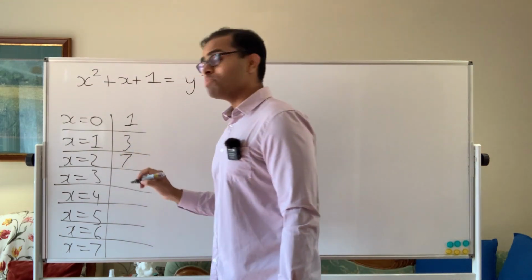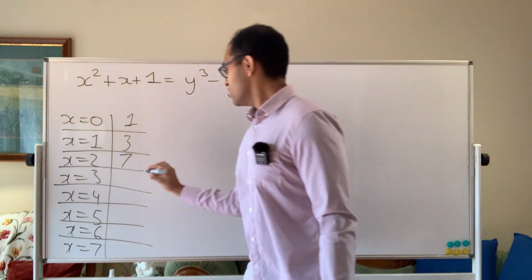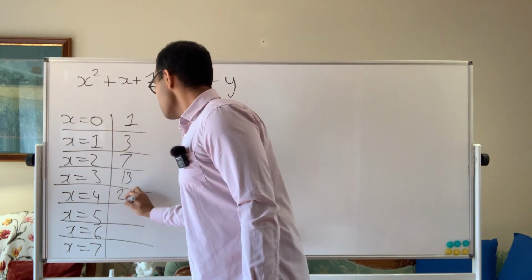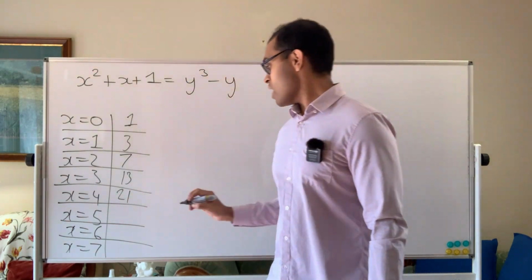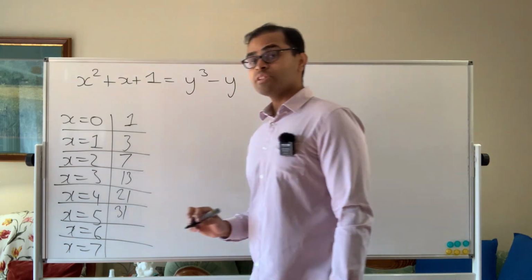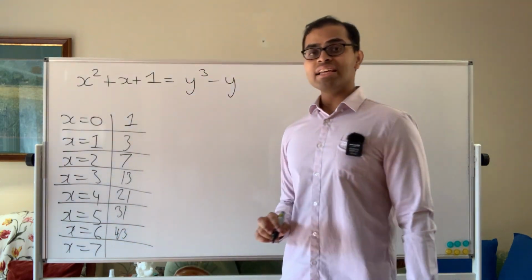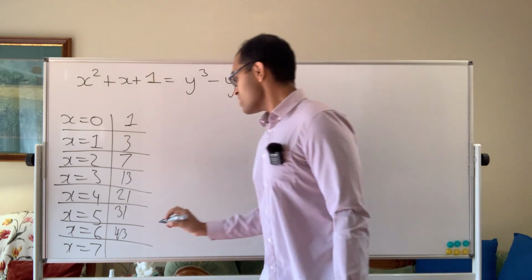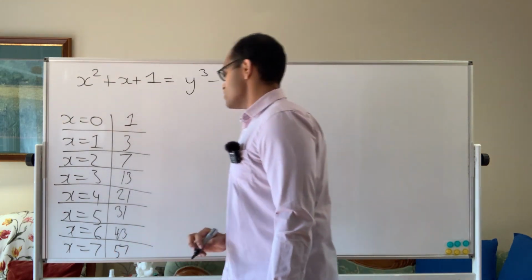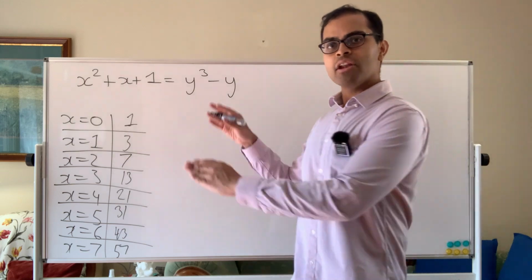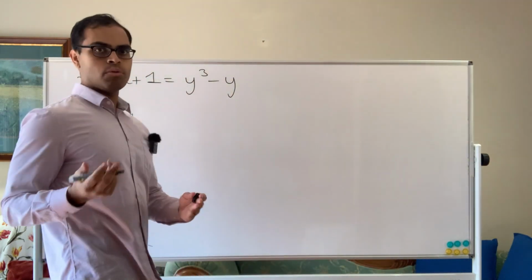3 squared plus 3 plus 1 is going to be 13. 4 squared plus 4 plus 1 is going to be 21. 5 squared plus 5 plus 1 is going to be 31. 6 squared plus 6 plus 1 is going to be 43, and 7 squared plus 7 plus 1 is going to be 49 plus 7, which is 56, plus 1 I meant, which is 57. So we're getting those values of x squared plus x plus 1. Let's head on over to the y cubed minus y and see what we get there.